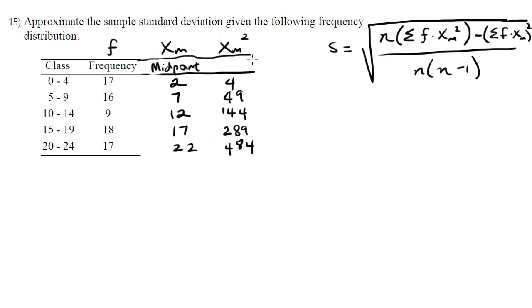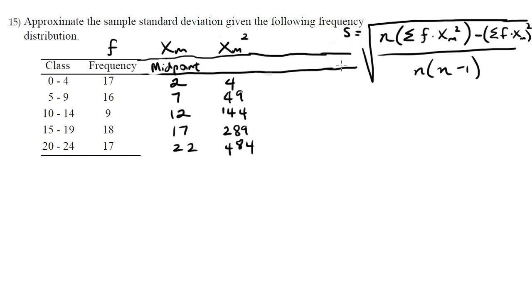Okay, so now I need a couple more. I need the sum of the frequency times the squares of the midpoints, and I also need the sum of the frequency times the midpoints. So I need to multiply these two columns. I also need to multiply these two columns. Probably should have left a little bit more room. Let me erase this a little higher.